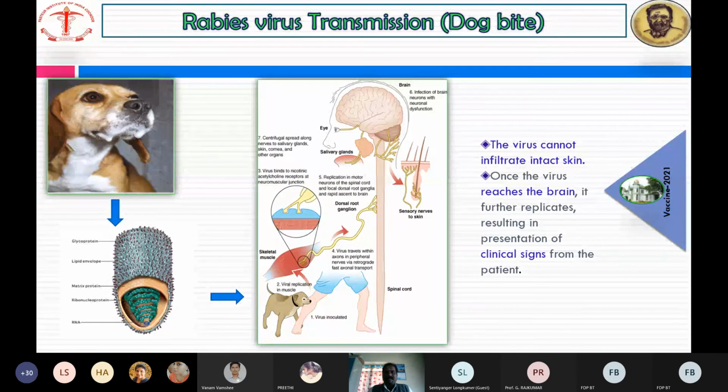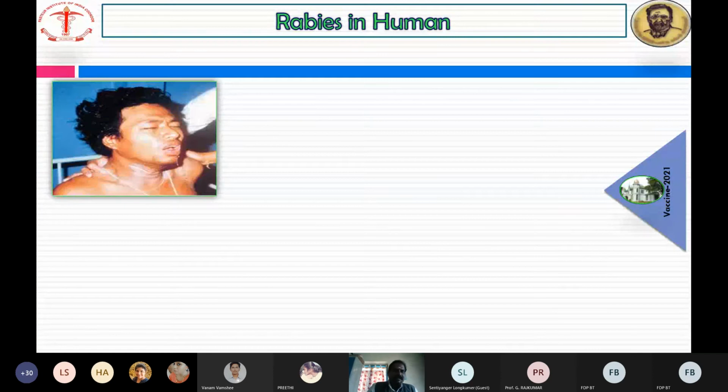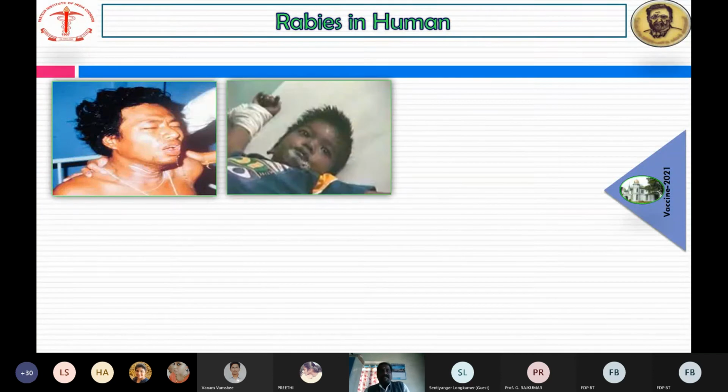So that is called clinical signs. Then also hydrophobia. Hydrophobia means the person cannot swallow anything because of the spasm or non-relaxation of striated muscles. So these are the things that happen in the clinical signs: this person is having the spasm.